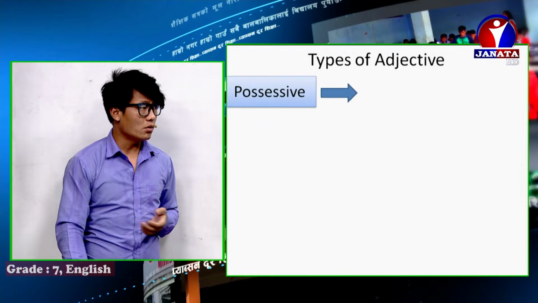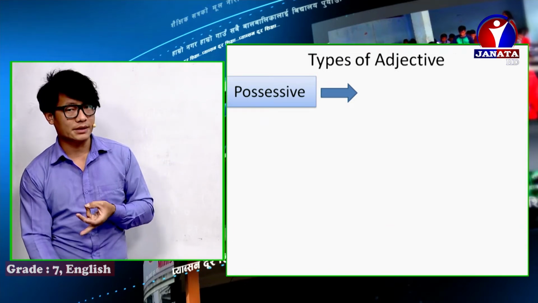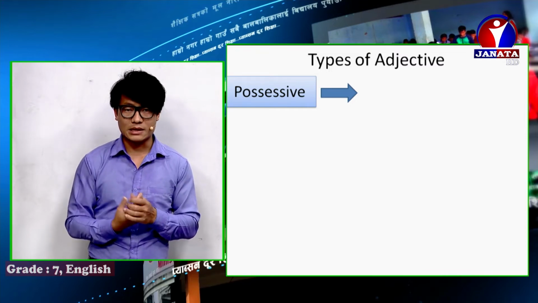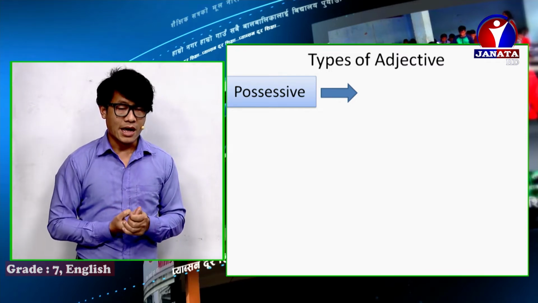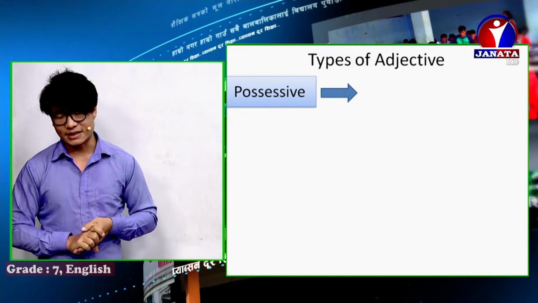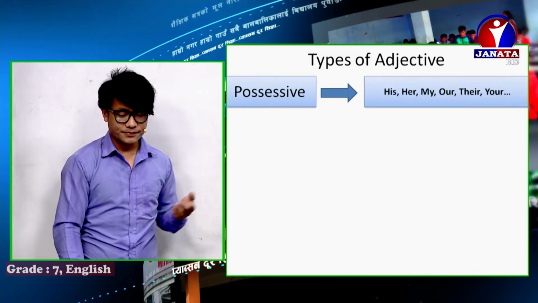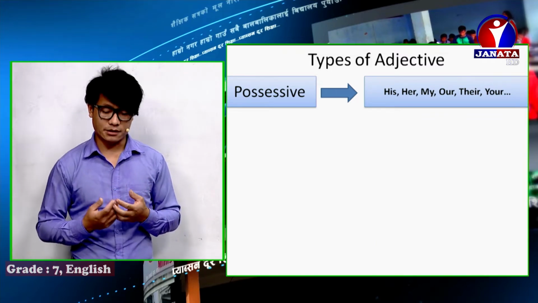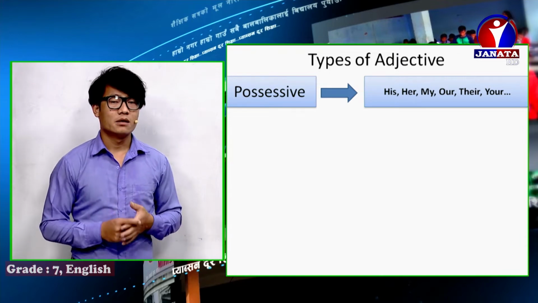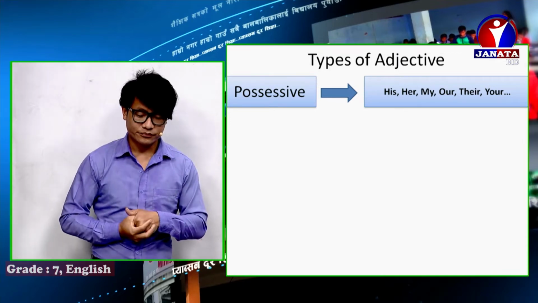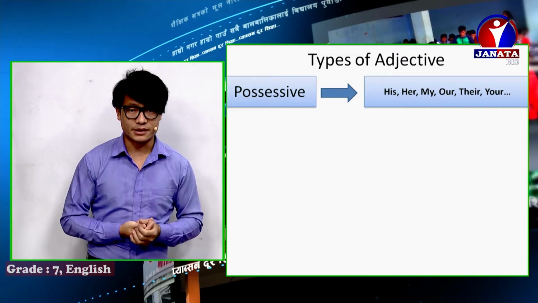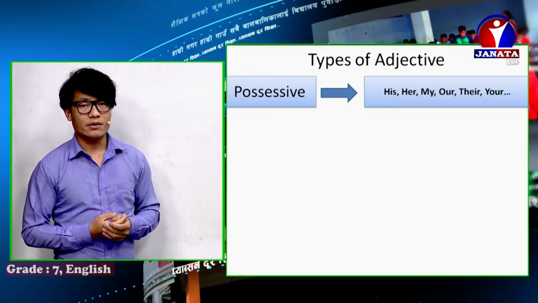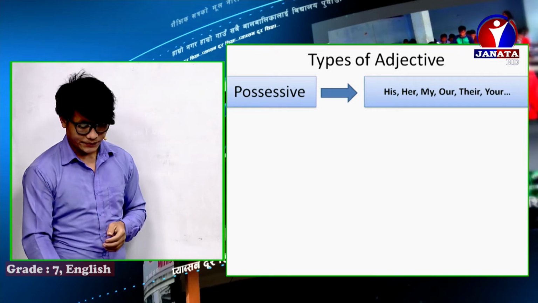Next we also have the possessive adjective. You know there are 7 pronouns, and each pronoun has its own possessive pronoun, which are also known as possessive adjectives. What are they? See this: his, her, mine, our, their, yours, ears. So there are 7 possessive adjectives. Remember this. These are also known as possessive pronouns, and they are also known as possessive adjectives.